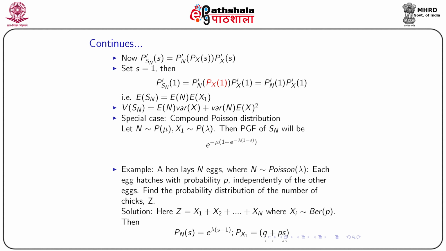Now using the concept of conditional expectation, this expectation can be written as the sum over small n from 0 to infinity of the expected value of s to the power X1 plus X2 plus up to X_N, given the condition that capital N equals small n, times the corresponding probability that capital N equals small n. So we are conditioning on capital N, saying that capital N equals small n. If we put this condition in the next line, it boils down to the sum over n from 0 to infinity of the expected value of s to the power X1 plus X2 plus up to Xn, times the probability that N equals n.